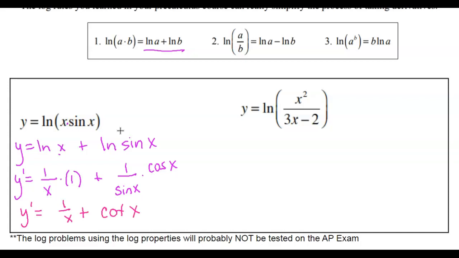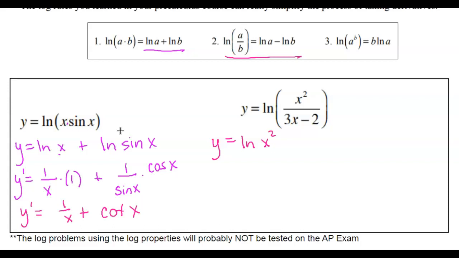Now, you'd have to see how the answers were written, but be flexible. I'm okay with this, honestly. Let's look at our next one. A quotient rule. So if we do natural log of x squared, and if I don't rewrite it with the log properties, this problem is just a lot different, but your answer will also be different.